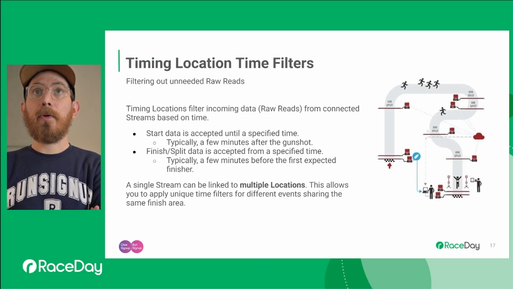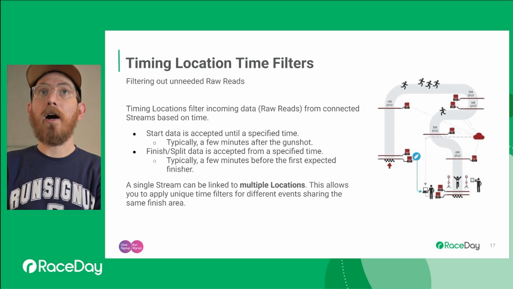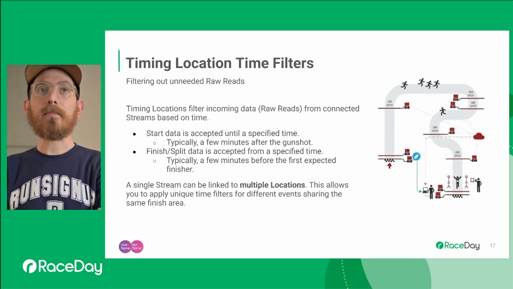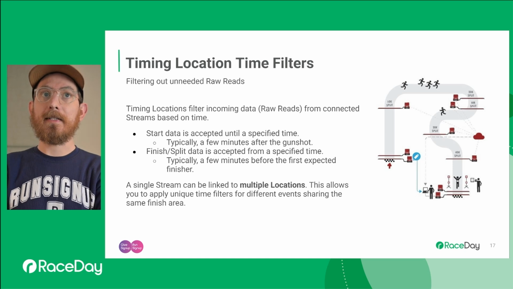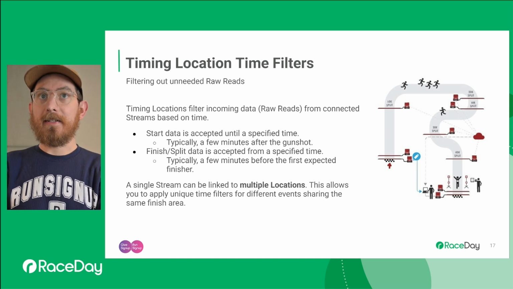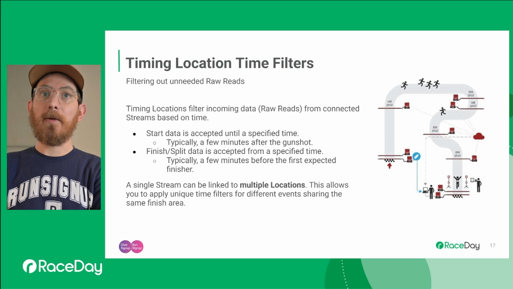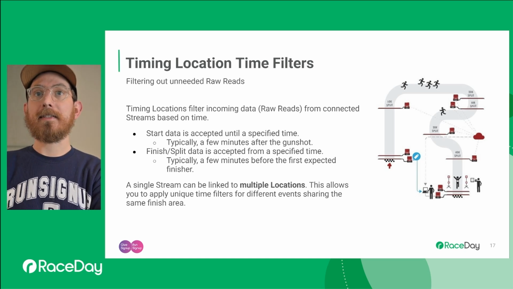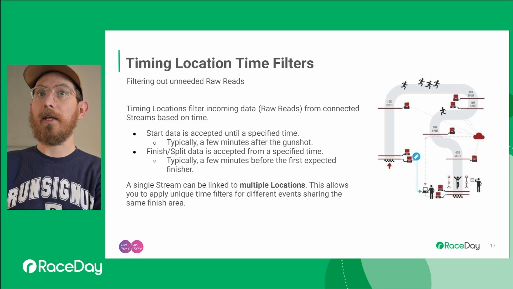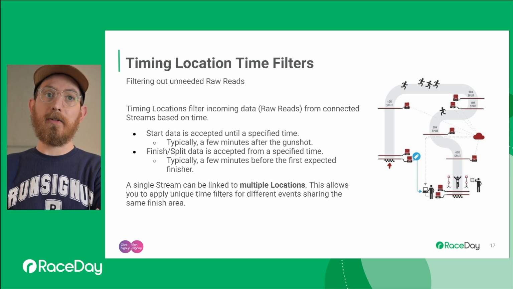So now let's talk about those time filters. You can filter out unneeded raw reads. Timing locations filter incoming data from connected streams based on time. Start data is accepted until a specific time, typically a few minutes after the gunshot, and then finish or split data is accepted from a specific time, typically a few minutes before the first expected finisher.